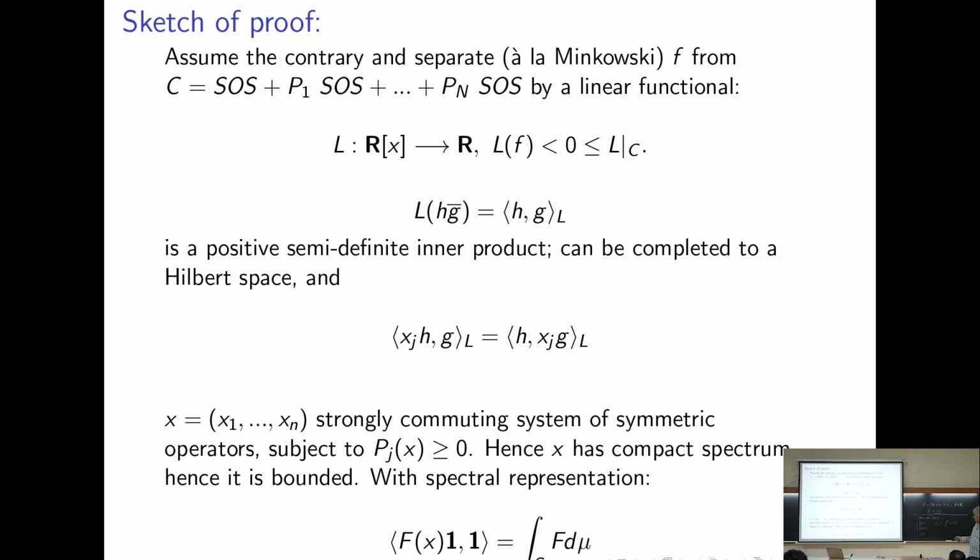But I have several operators. They commute strongly. They are bounded by the assumption. Therefore, I have a spectral measure, a joint spectral measure. So I go a little fast here over the details of the spectral theorem. Once you have this, it means that the functional can be represented by a measure.